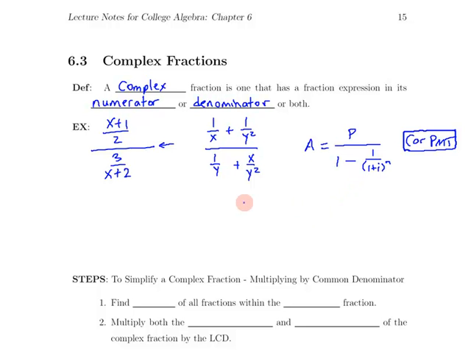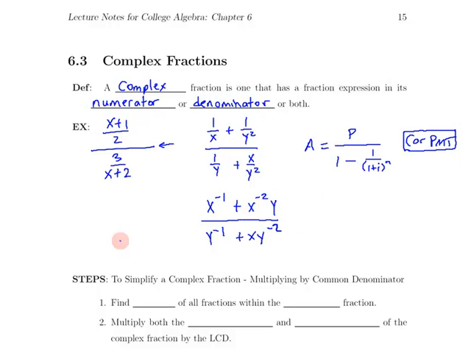There's one other example that I wanted to put up on the screen, and we're going to use this a little bit later on. Look at this one. x to the minus 1 plus x to the minus 2 y, all divided by y to the minus 1 plus x y to the minus 2. All right, now looking at this, you see that, well, it doesn't at first glance look like a complex fraction.